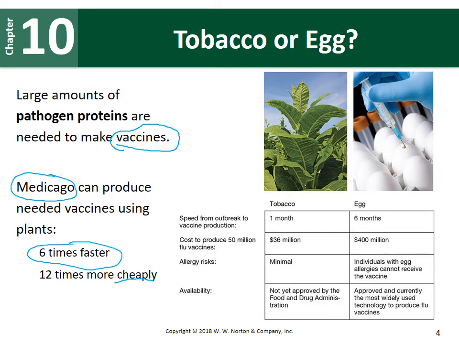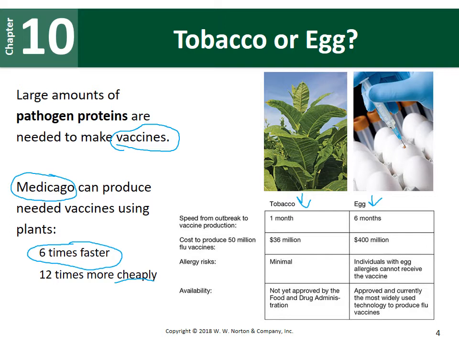So just to compare, here we have tobacco plants and some things about it, and then the traditional method of producing these pathogen proteins in eggs. One I mentioned is the speed. In tobacco plants, we can produce vaccines within a month. Eggs, it takes 6 months. The cost, $36 million versus $400 million.